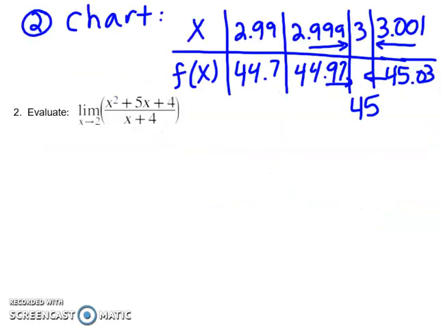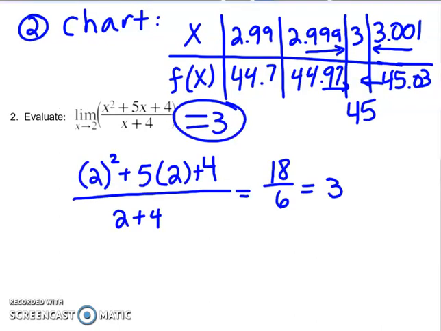If you want to take a second to try and figure this one out, you should pause the video and see what you get for the limit of this one. So for number 2, we want to find the limit of x squared plus 5x plus 4 over x plus 4 as x approaches 2.